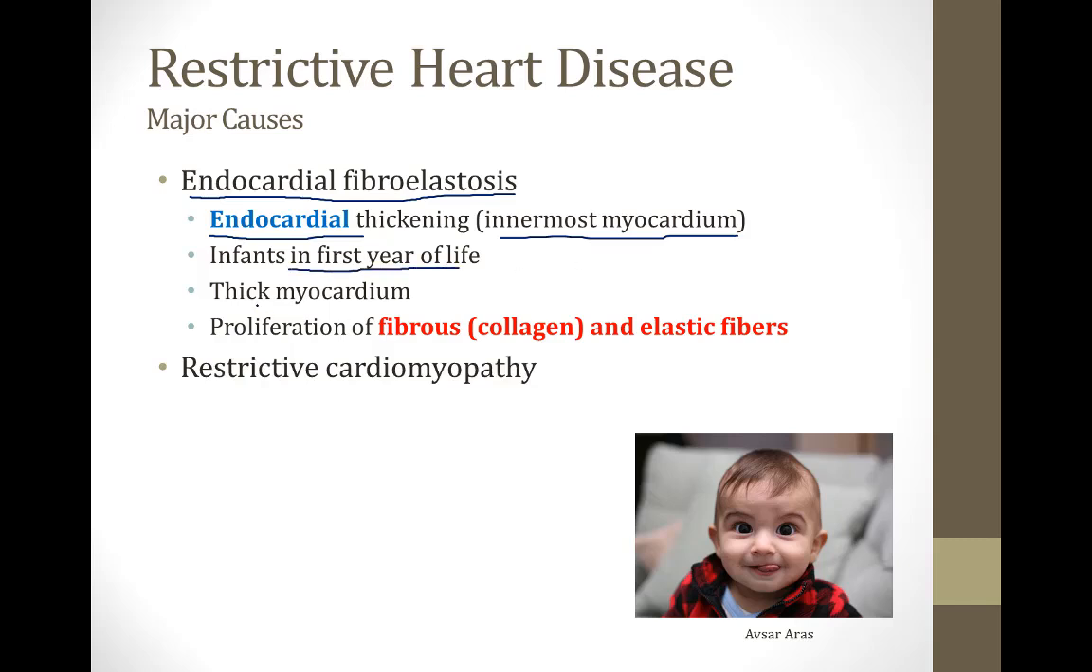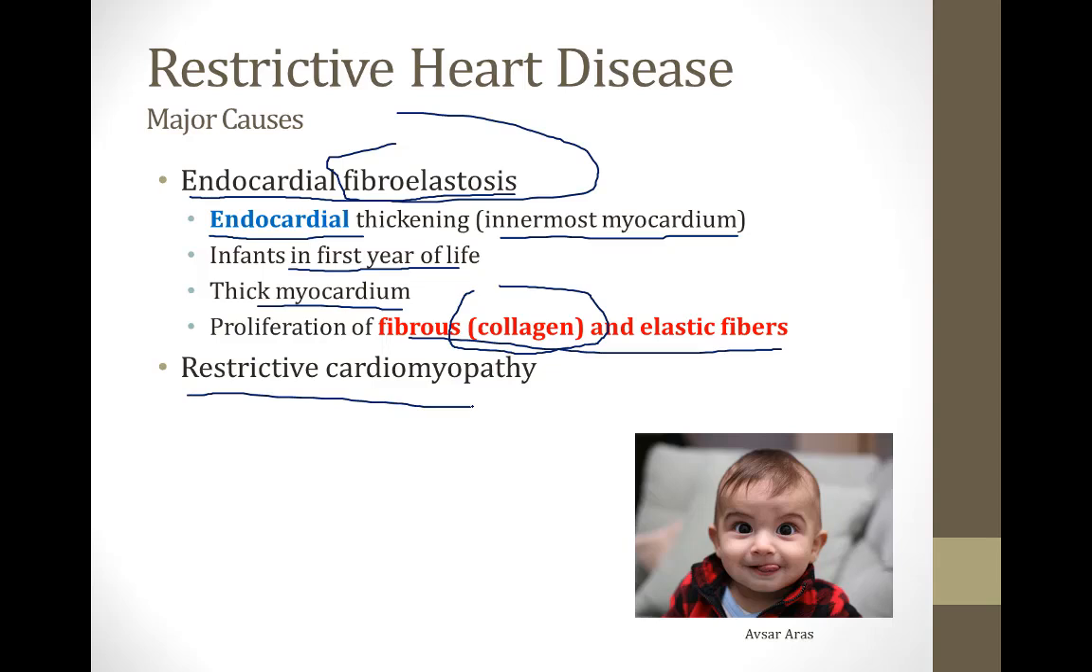They will have a thickened myocardium on imaging of the heart, and the reason the myocardium is thick is because of proliferation of fibrous and elastic tissue. That's why it's called fibroelastosis. In particular, you can see collagen, but you can also see other fibrous and elastic fibers if you do a biopsy of the ventricle. This can lead to a restrictive cardiomyopathy picture, although it can also lead to many other heart problems. Some of these children have a reduced ejection fraction.